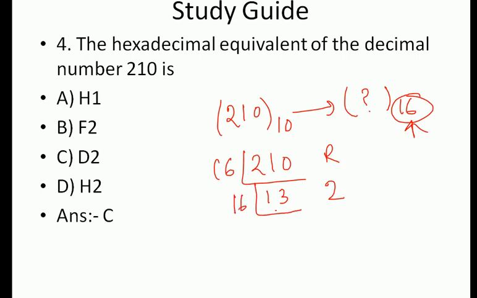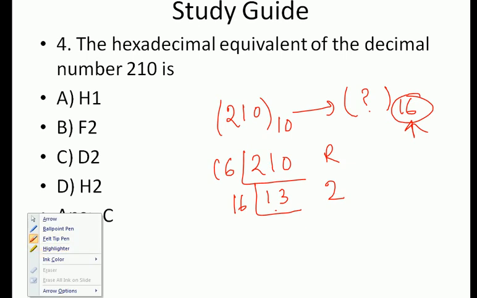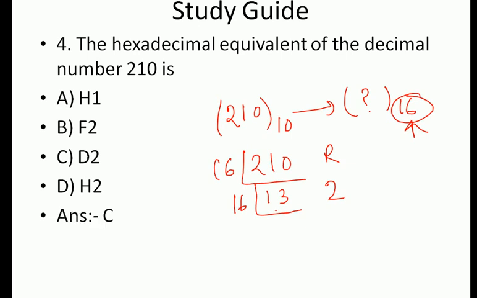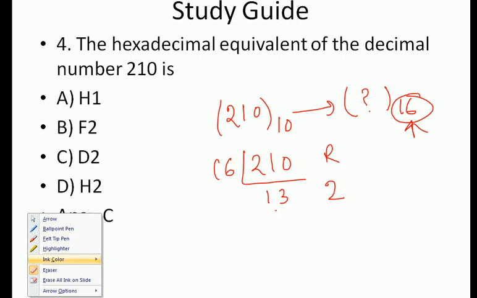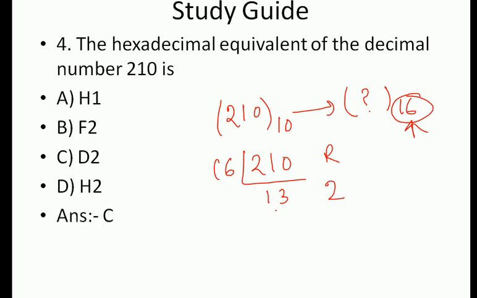Now can 13 be divided by 16? No, because 13 is lower than 16, so it will be a fraction. In the hexadecimal system we cannot write a number like 13, because we already know A is 10, B is 11, C is 12 and D is 13. So I can replace this 13 by D. Now I have to take this from lower to higher. If I move from lower to higher, the unknown value will be D2.